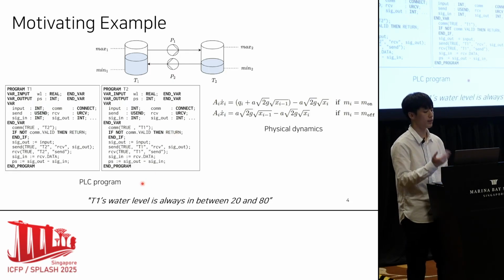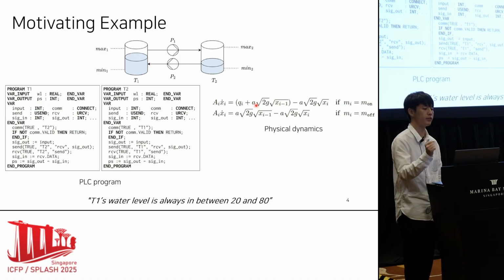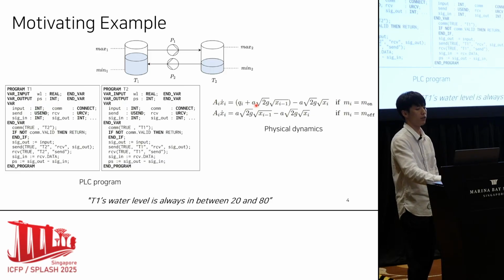In this setting, we want to know whether a safety property holds. We can think of a safety property like: tank 1's water level is always between 20 and 80. To analyze this system, we want to look at the system as a whole, not part by part, not just focusing on either communication, program, or physical dynamics, but on all of them as a whole.